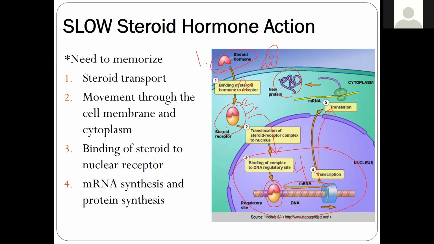Why is the steroid transport first? Because the steroid has to get from whatever tissue it was secreted in to its target cell. So this guy here is its target cell. And it would just be passive transport, right? Yes, this one would be, because it's just going across the cell membrane in a passive fashion.